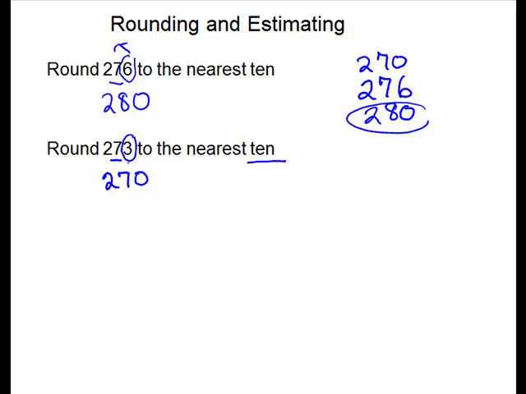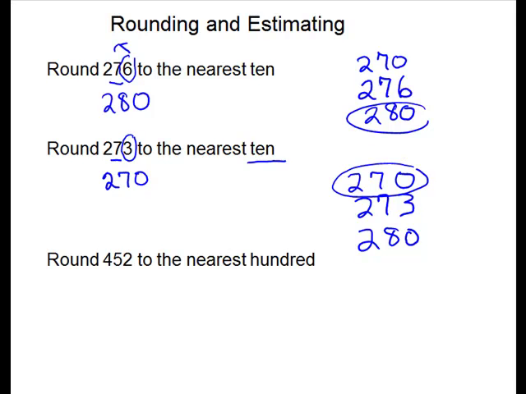For 273, the lower number is 270. The next higher 10 is 280. It's whichever one it's closer to. It is closer to 270.